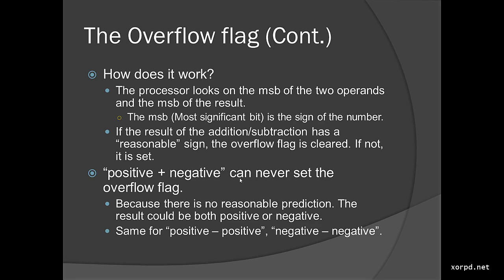reasonable result. The same goes for positive minus positive or negative minus negative, because positive minus positive could result both in a positive result or a negative result. Also, negative minus negative could be positive or negative. There is no reasonable prediction in this case.